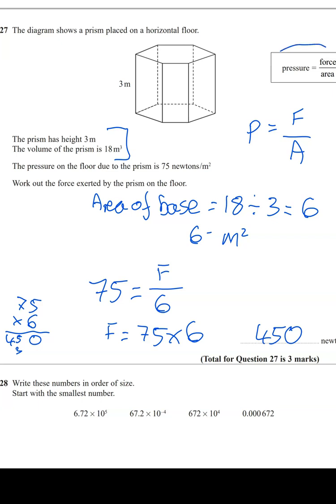Okay, so I've used what they've given us. I've worked out the area by doing that division, and then put the numbers into the formula, rearranged it. This is divide at the moment, so I need to multiply. 75 times 6 is indeed 450.